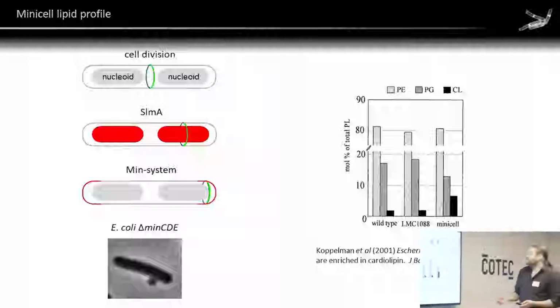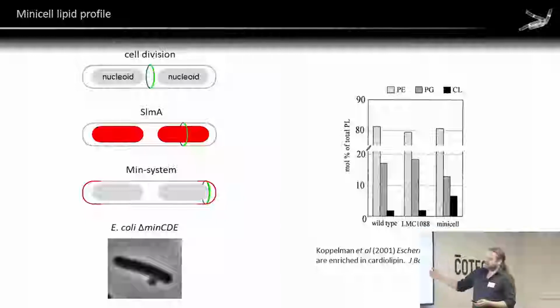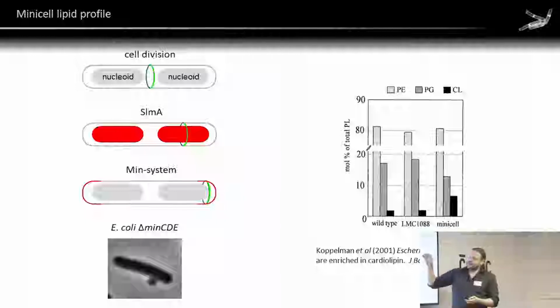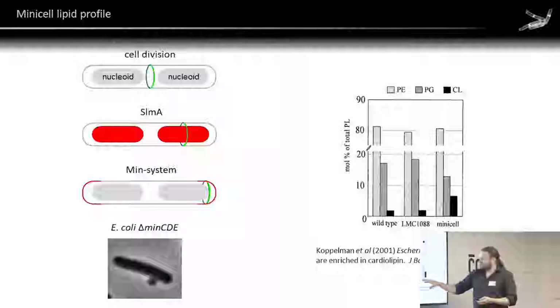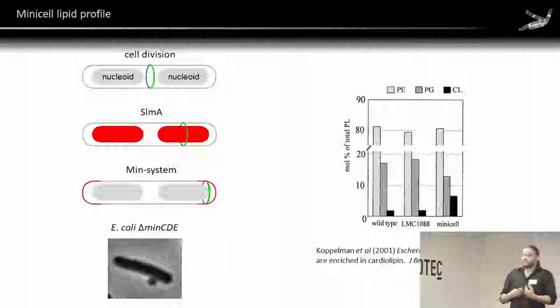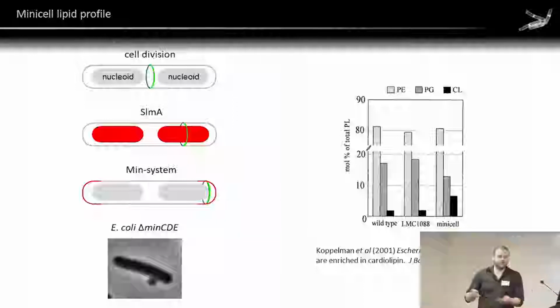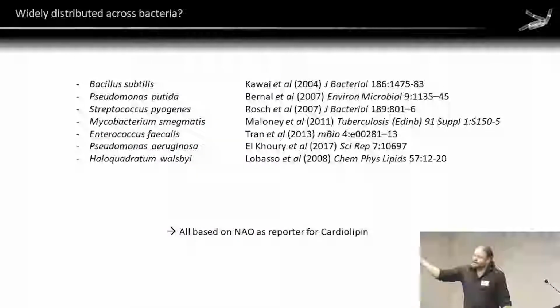What they did in this paper was analyze the fatty acid lipid composition in wild type and compare it against minicells. And what they showed is that there is a distinct enrichment of cardiolipin in that polar area, which was fully consistent with the staining pattern. This was seen as the independent proof for the presence of polar cardiolipin, and everything was happy. And after that, in a lot of other bacteria, these cardiolipin domains have been described.